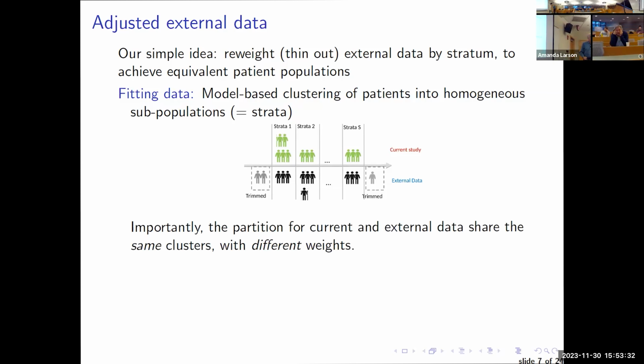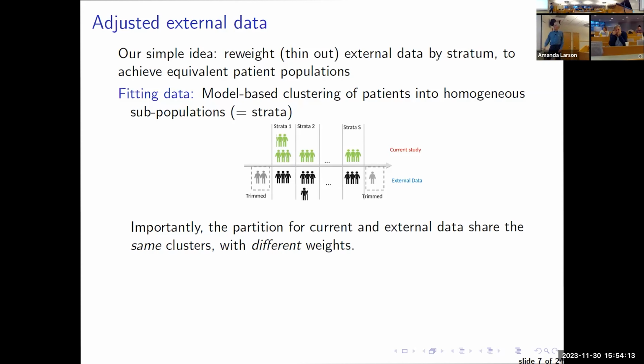So the assumption is that the external data all got treated under standard of care, under control. The truth is actually, in our case, the external data comes from historical trials. They were treated under experimental therapy at that time. Fortunately, for our purposes, all of them were flops. So we treat them as if they had all been treated under standard of care. There could be multiple treatment arms if there were more than one experimental therapy.